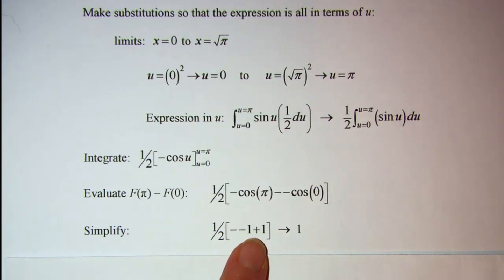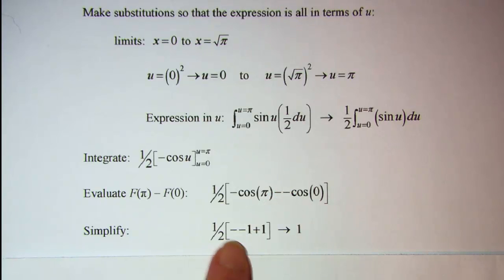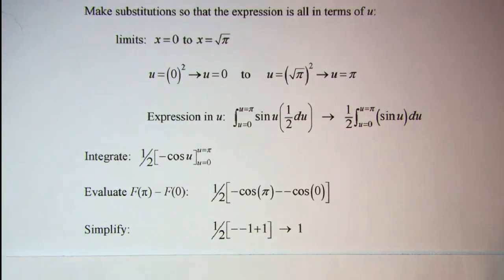Cosine of pi we know is a negative 1, so we have negative 1. And then cosine 0 we know is 1, and these two minuses become a plus. So I have 1/2 of 2, which we know is 1.